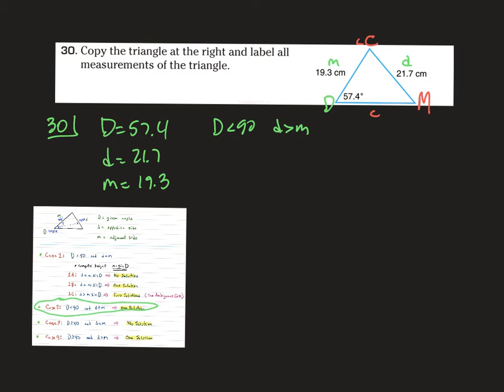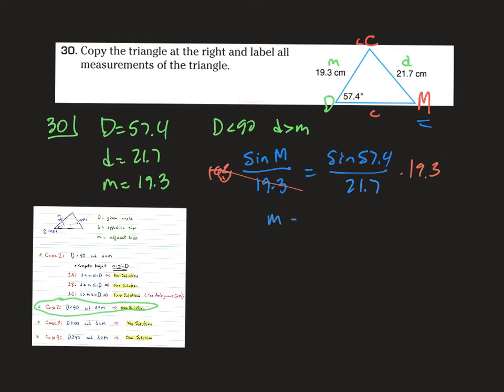Okay, I'm going to dive in with the law of sines here, and the first thing I'm going to get is angle M. If I get angle M, I can use subtraction to get angle C. So for angle M, I'm going to do the sine of M, which I don't know, over the measurement 19.3 equals the sine of 57 over 21.7. And you know how I'm going to solve this, just like I have all the other ones. I'm going to multiply both sides by 19.3. This cancels out. And then I'm going to do the inverse sine. So M is going to be the inverse sine of that calculation.